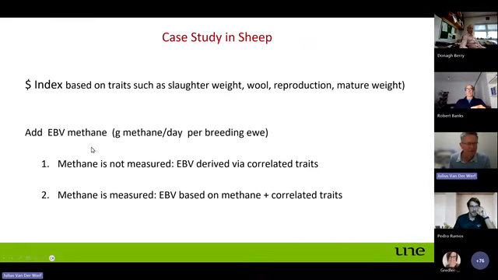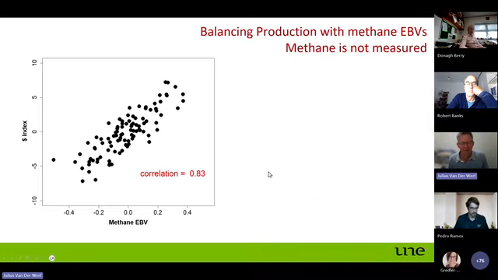Okay, the idea of this ICAR paper that we're preparing is to look at case studies for three species: sheep, beef cattle, and dairy cattle. I'm only going to talk about sheep today, but a lot of what I say is more general. It's not specific to sheep, but I have some numbers that I did for sheep. So we can look at what if methane is measured or what if it's not measured, and what's the effect on what you can achieve.